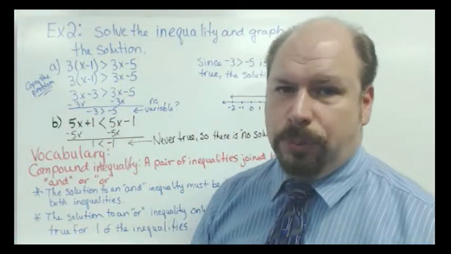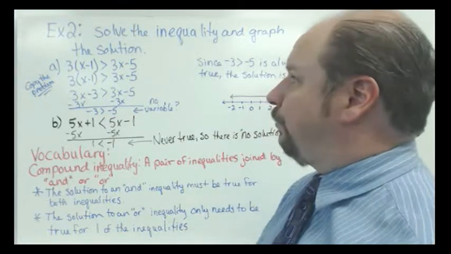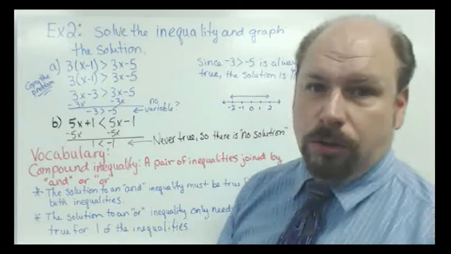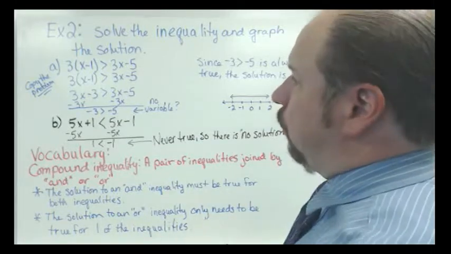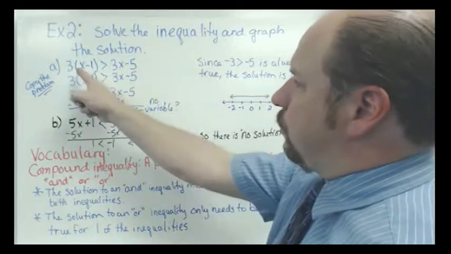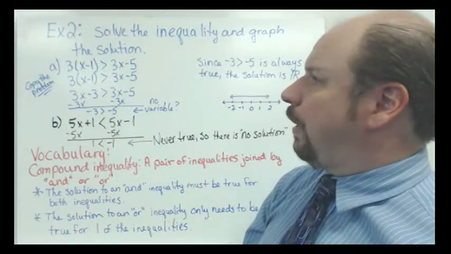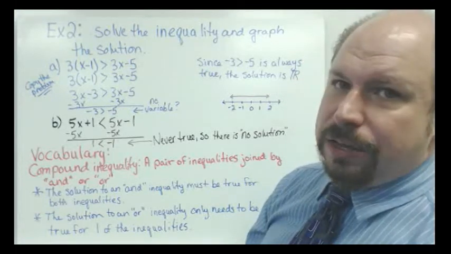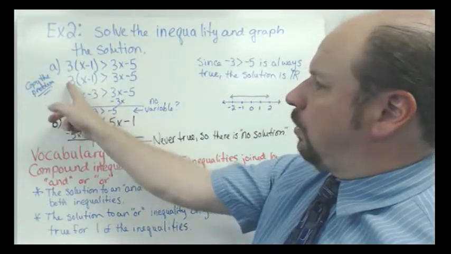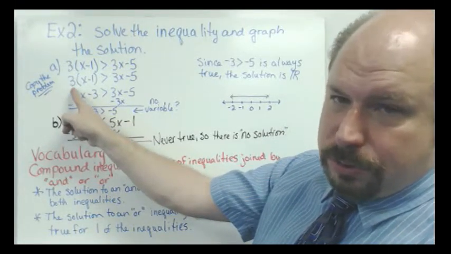Okay, next example. Here in these two examples, you're going to see a case where we have either all real numbers or no solution. So first, solve the inequality and graph the solution. So here is the problem. 3 times the quantity x minus 1 is greater than 3x minus 5. So copy the problem. And of course, the first thing we have to do is use the distributive property again.